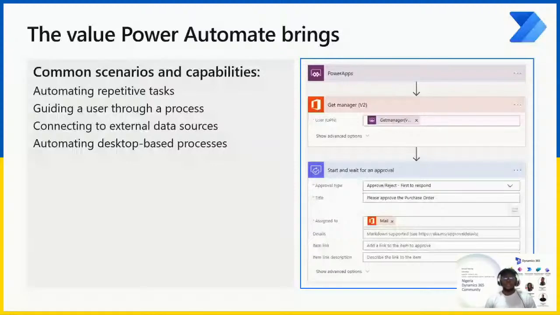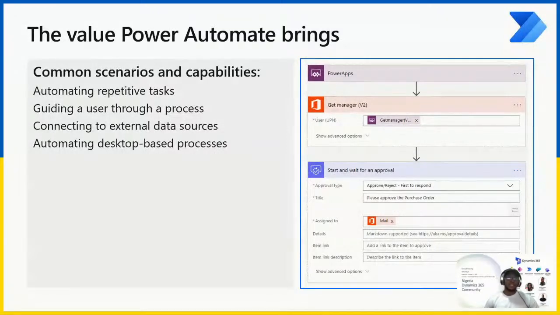And also we have the last on the list here, automating desktop-based processes. When you're automating desktop-based processes, what it simply means is that you are automating processes that include legacy applications, applications that are executed directly from your machine.